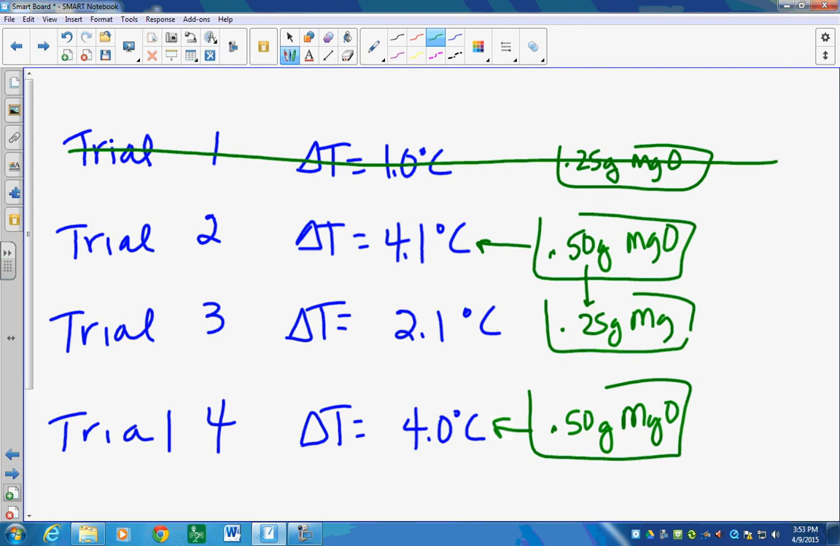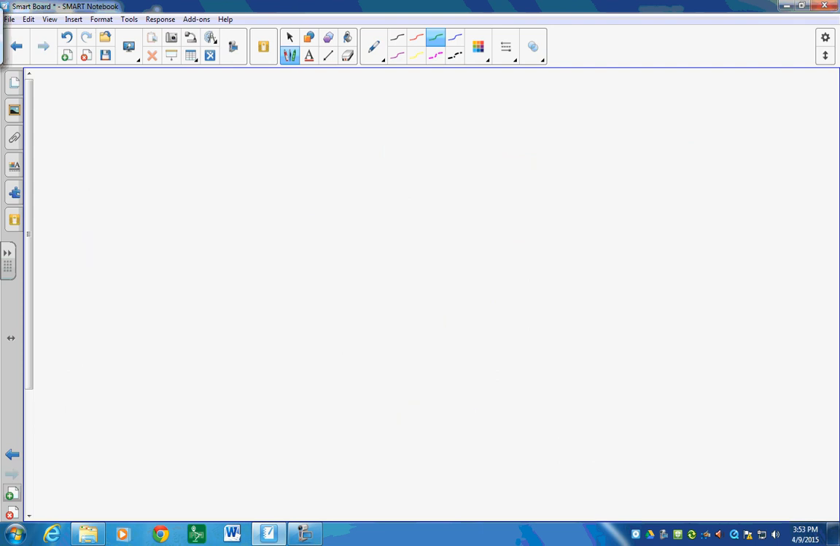Okay, C is why I picked this problem. C says, calculate the magnitude of Q, the thermal energy change when MgO was added to 1 molar HCl. Include units with your answers. And then it says, don't use the data from the trial you just crossed off. So we cannot use trial 1 data.